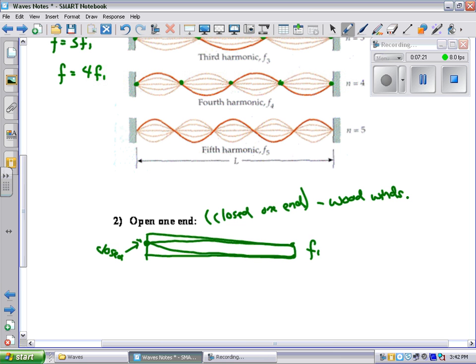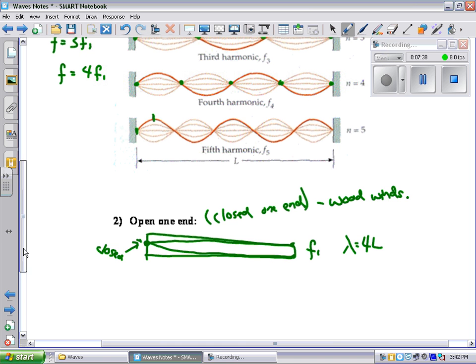Now, this goes from a node to an antinode. If I think about that, say on this picture, it's going from the node to the antinode. Well, that's a quarter of a wavelength. So the wavelength would equal 4 times the length of the whole thing.